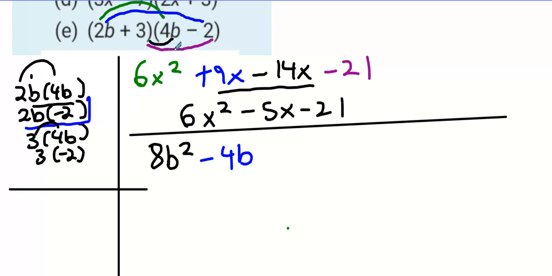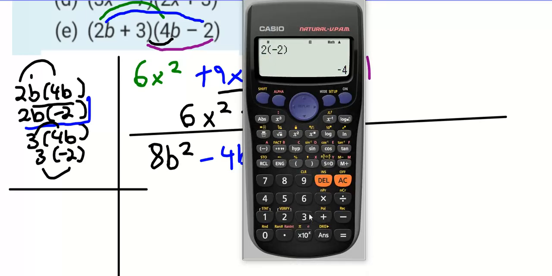Next one, 3 multiplied by 4b for the black one. 3 multiplied by 4b. 12, yeah, 12b, good job, just 12 of them. 3 multiplied by minus 2, you can use your calculator again, can't you? Yeah, I'll do it for you. 3 by minus 2.